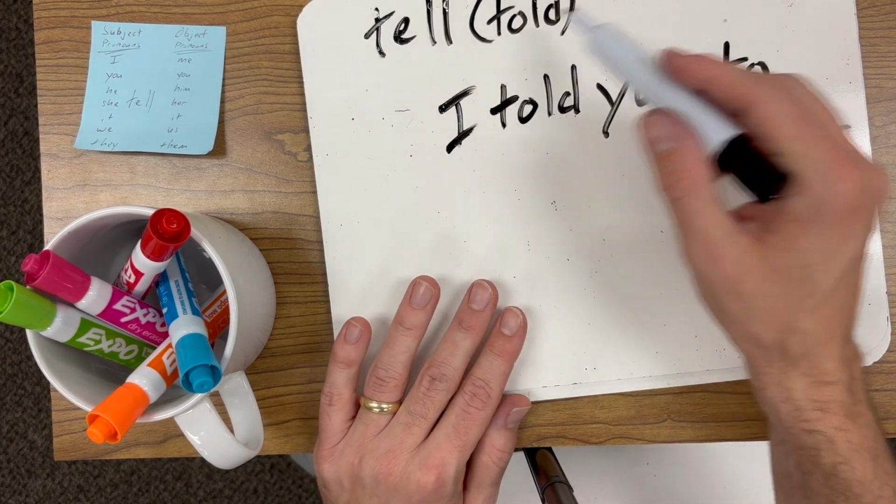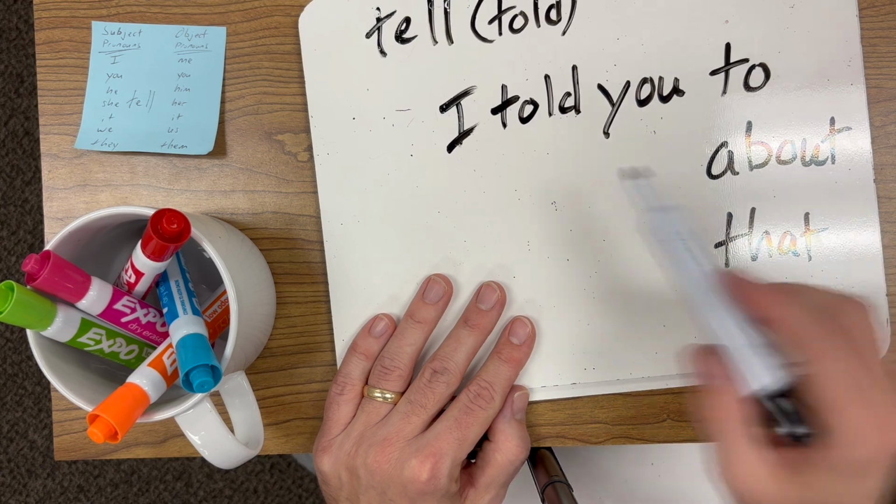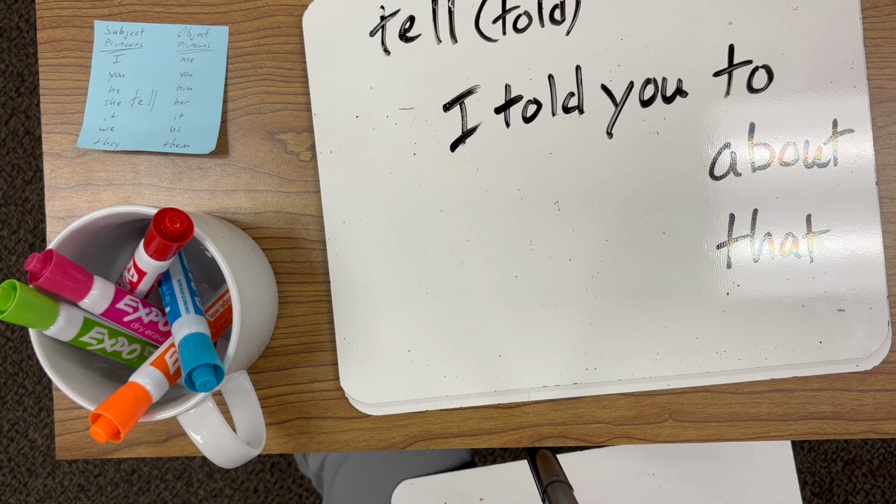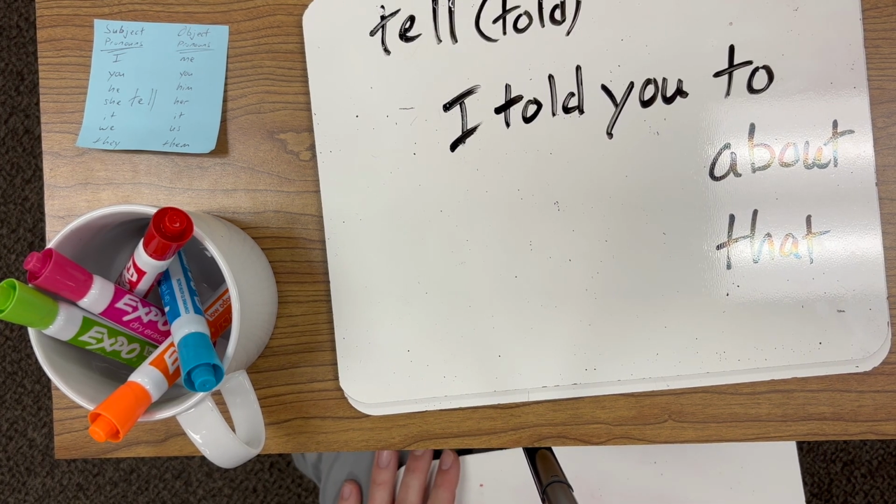You know how to say, I tell you, I told you. I told you to, verb. I told you about, noun. I told you that, a complete sentence. Please practice that a lot. Watch the video again if it's not clear, and I'll see you in class.